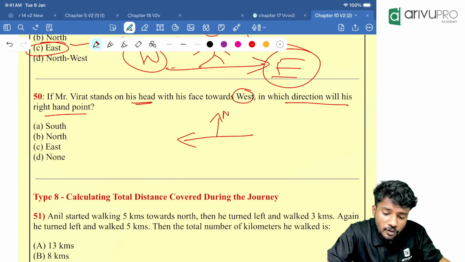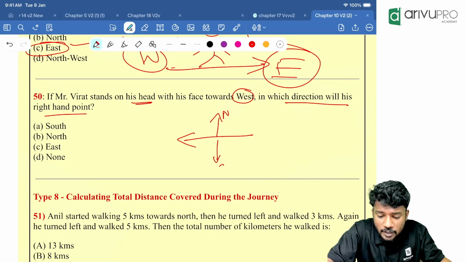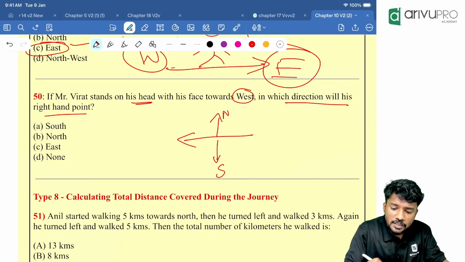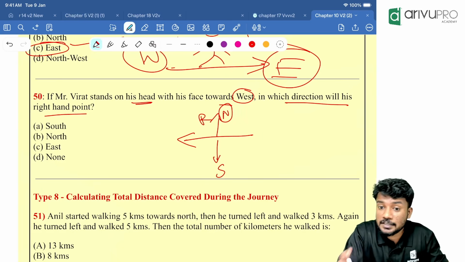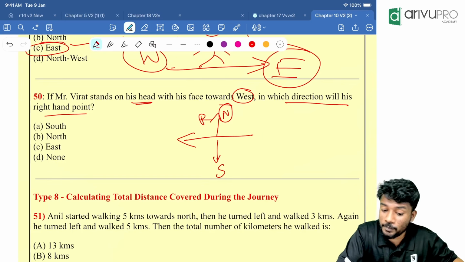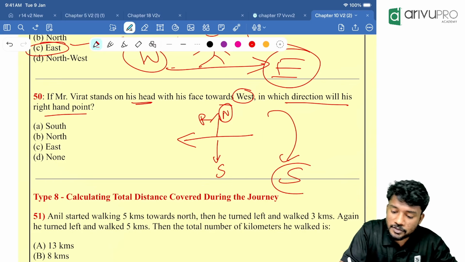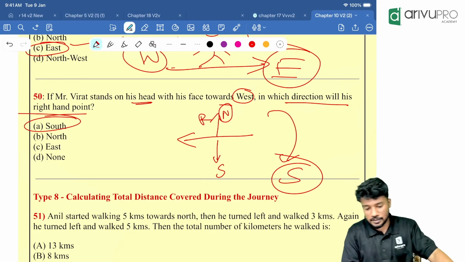Looking towards north, and left hand will be where? Looking towards south. Now my question is, right hand is pointing towards which direction normally? North. But is he standing normal? No, abnormal. So answer will be what? Ulta, south. Option A is your answer.